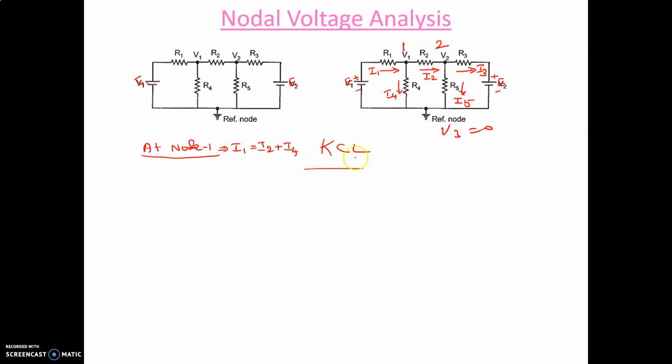What is Kirchhoff's current law? The sum of incoming current is equal to the sum of outgoing current. With respect to this node, what are the incoming currents? The I1 current is entering here. I2 and I4 currents are leaving from the node. I1 alone is entering the node. So according to Kirchhoff's law, I1 is entering, and I2 and I4 are leaving from the node.